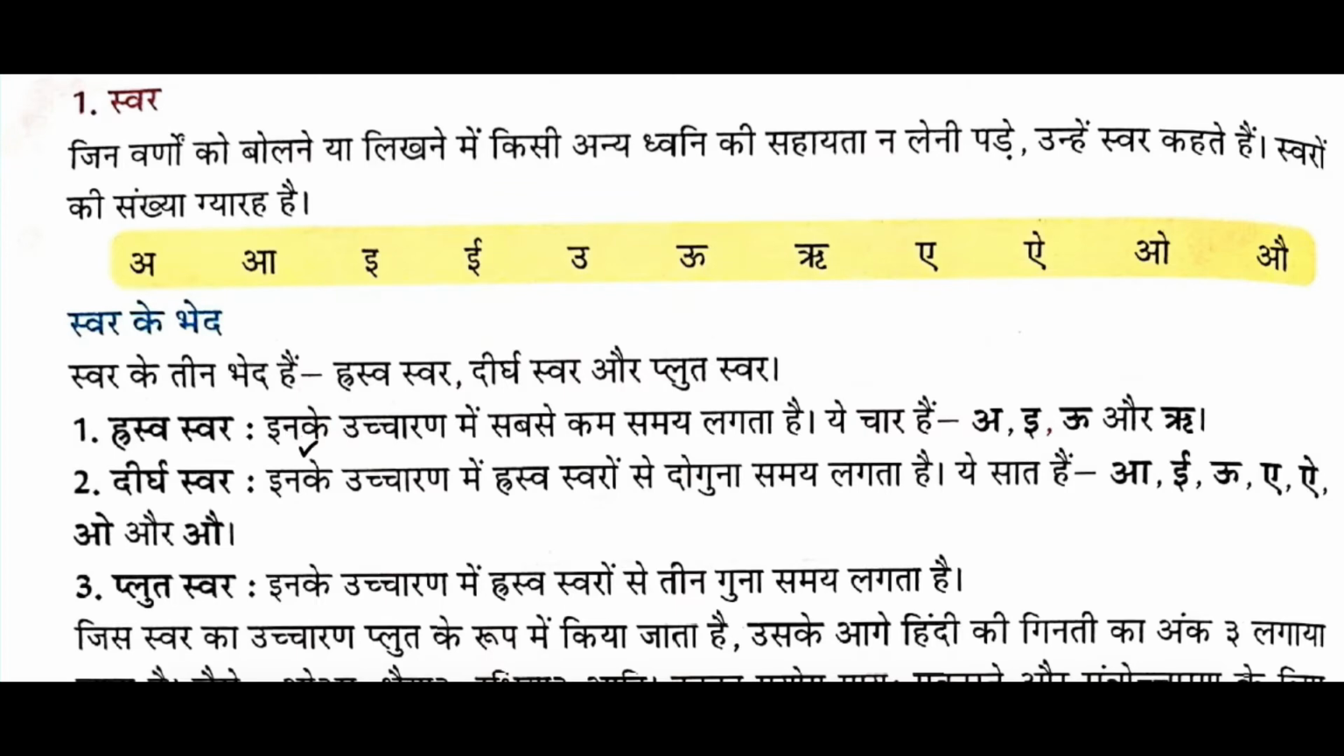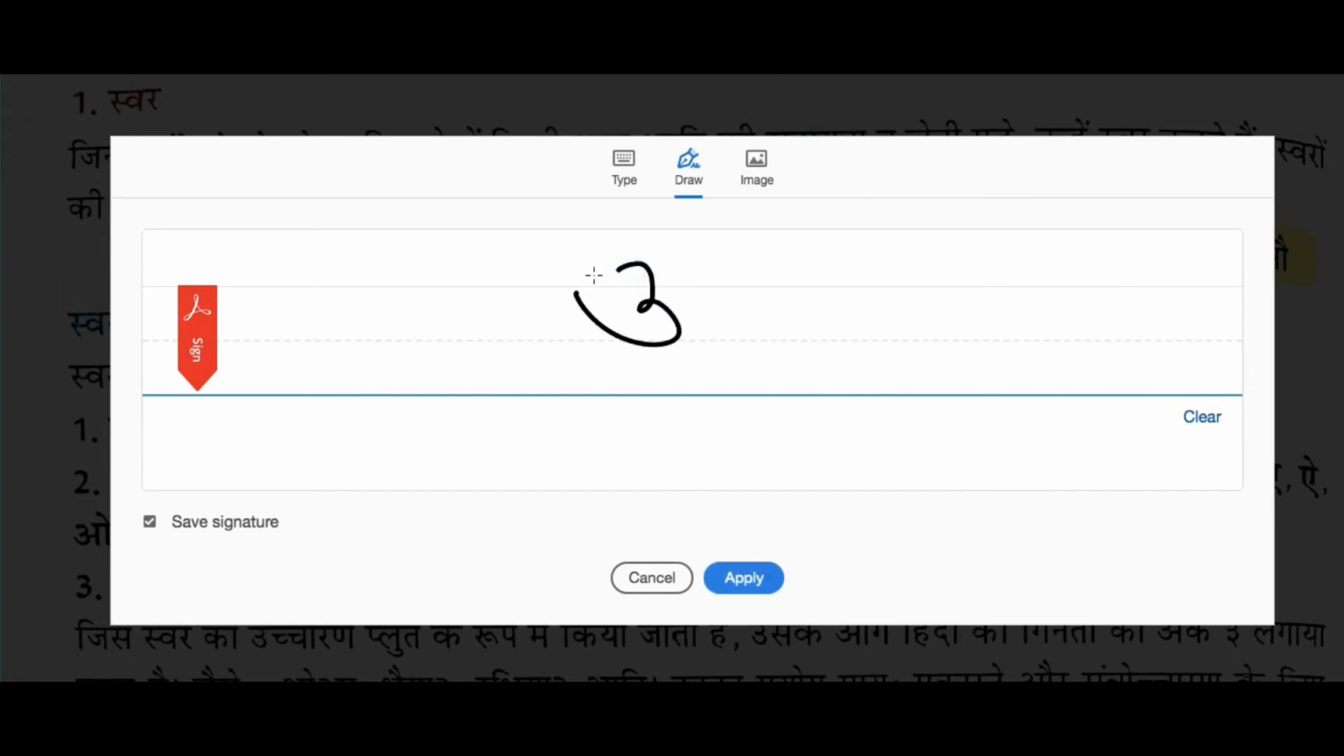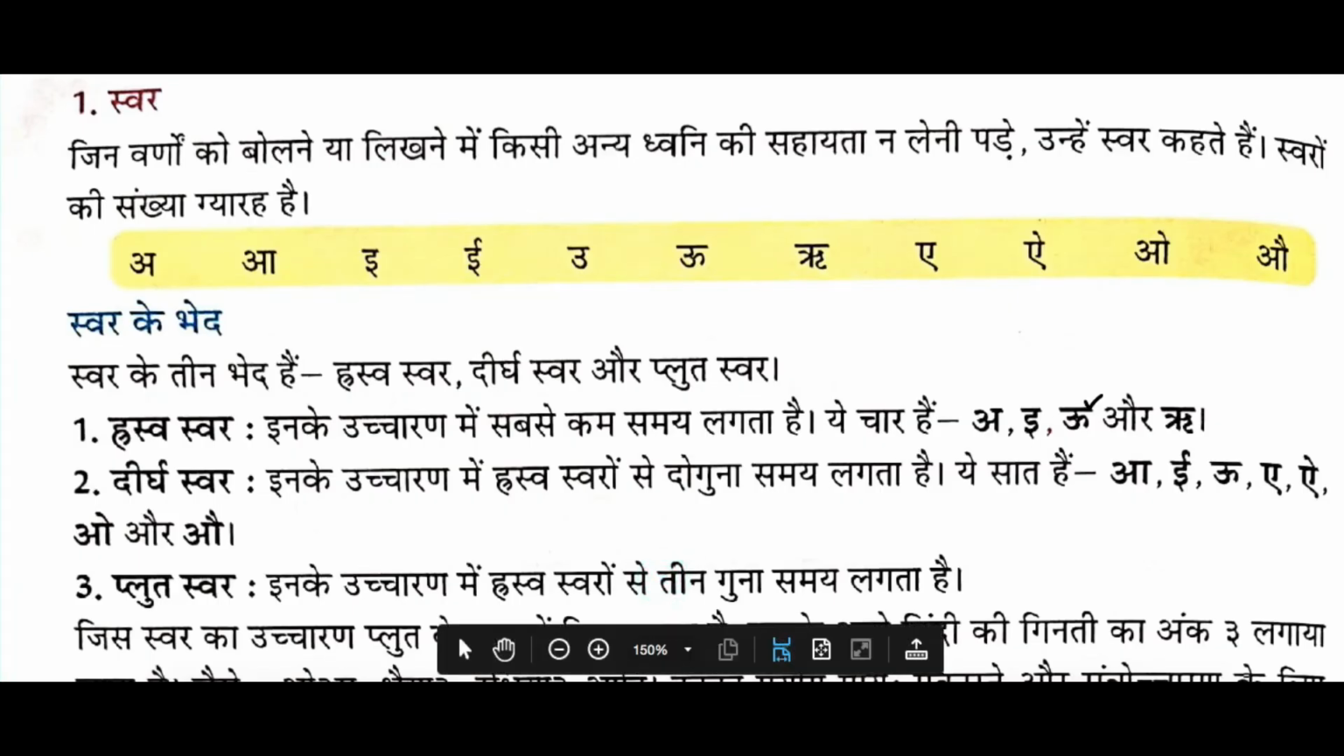ह्रस्व स्वर क्या होते हैं? इनके उच्चारण में सबसे कम समय लगता है. It needs very less time when you want to pronounce that word. These are 4 in number: अ, इ, उ, ऋ. Here, I think, there is a spelling mistake; it will be this word, not dirgh. Okay, so this is a misprint.